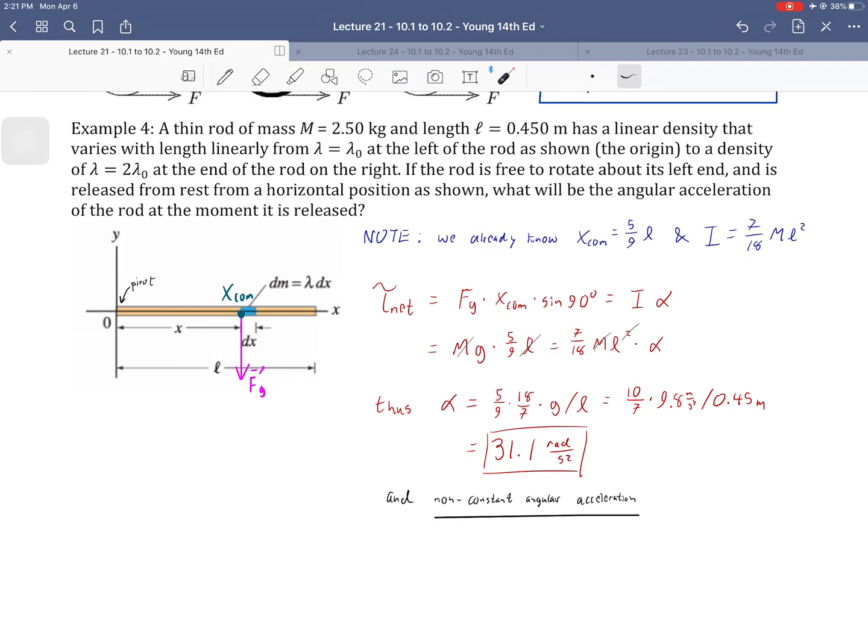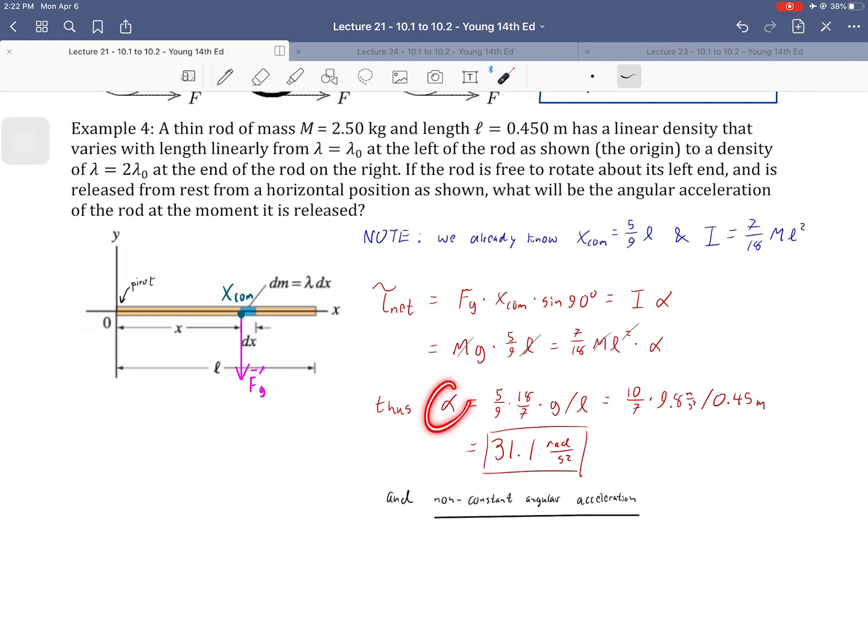We see that the m's cancel, and one of the L's cancels, and then my overall effect is going to be 5/9 multiplied by 18/7, which becomes 10/7 times 9.8 meters per second squared divided by L, the overall length of the rod, which is 0.45. And so then I end up with an angular acceleration of 31.1 radians per second squared.